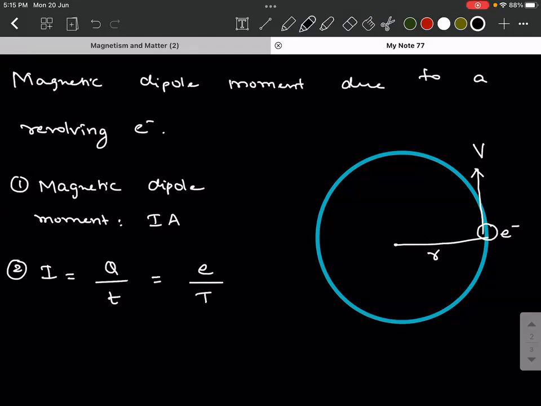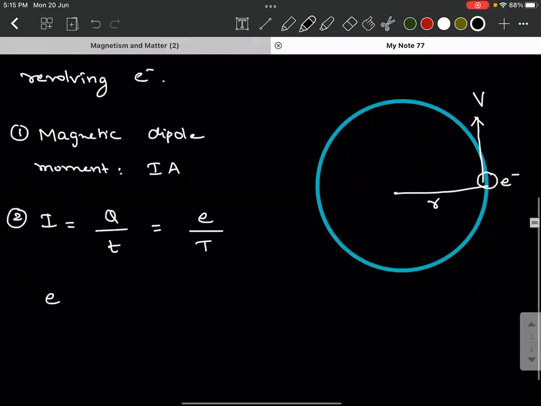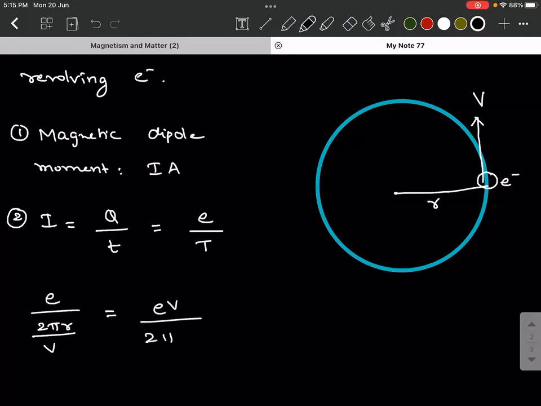Capital T, one time period, right? So can I write this as E divided by what is time period equal to? Time is equal to distance divided by speed. So 2 pi r is the distance traveled with the speed of v. So this will be equal to E into V divided by 2 pi into R. Is it clear?